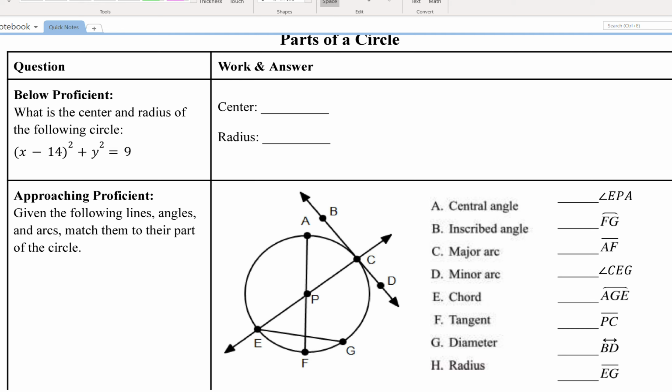This is a video on parts of a circle. They're going to be doing a couple of different answers here for below proficient and approaching proficient. The below proficient question is, what is the center and radius of the following circle?